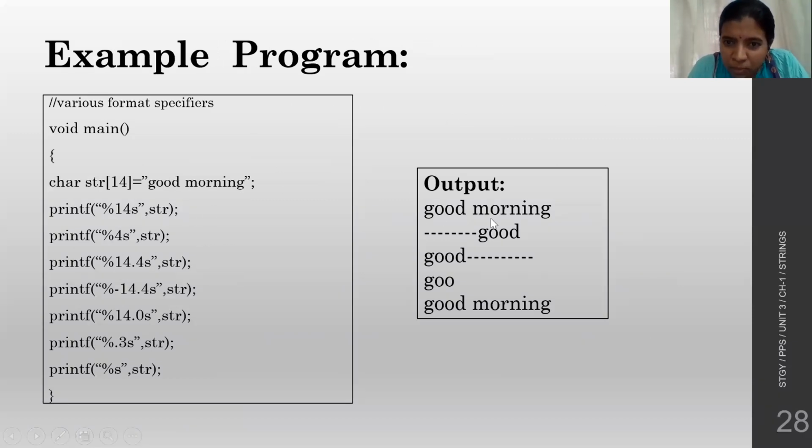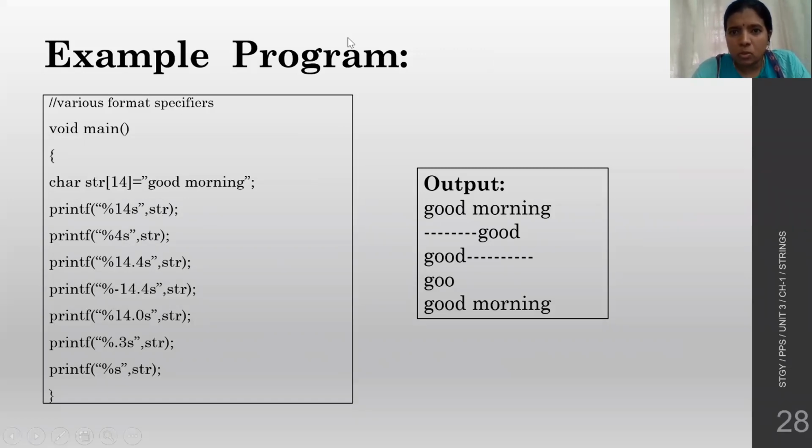So therefore, it prints good morning with one space before. That's it. Now, percentile 4s, str. My dear boys and girls, 4s, str. Okay, this should be 0.4s. Sorry, this should be 0.4s.